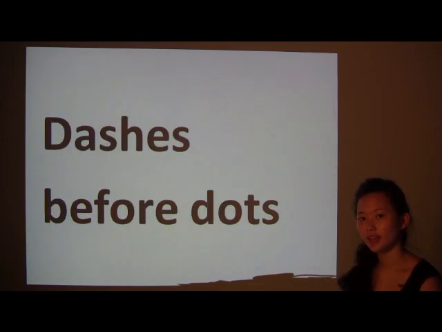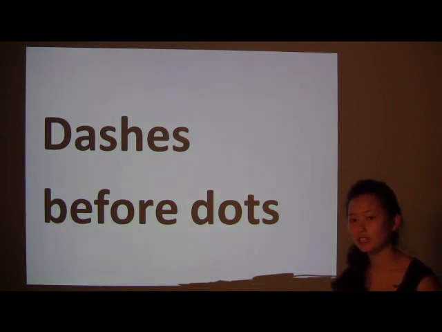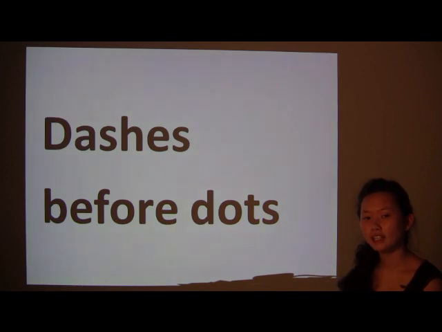What's the difference between a dash and a dot? Well, a dash is more of a stroke along the paper, and a dot is a blot on the paper. And once again, I'll show you plenty of examples, and then this will be much more clear.